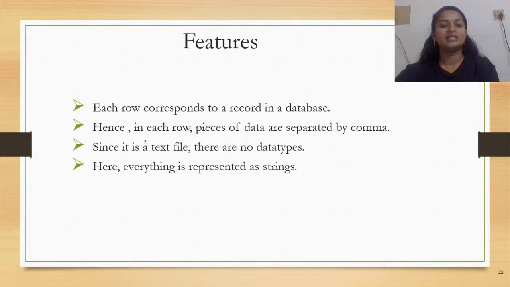So in each row, pieces of data are separated by comma. Each value or each field is considered a piece of data, and all these pieces of data are separated by the separator character. And which is the default separator character here? Comma, right? So throughout we'll be using comma.